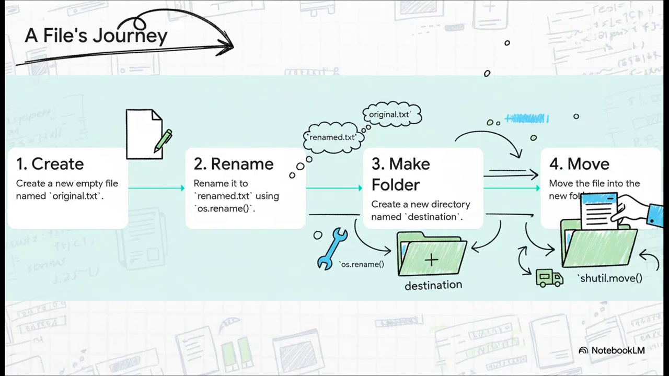Okay, with that important caution in mind, let's see how these commands can work together safely. Imagine a file's journey. First, you might have a file called original.txt. You can use os.rename to give it a much better name. Then, you can use os.mkdir to create a nice new home for it. And finally, with a little help from a related module called shutil, you can use shutil.move to place that file right into its new destination folder. See? Simple, powerful, and step-by-step.